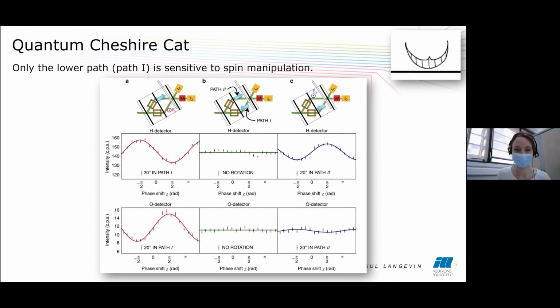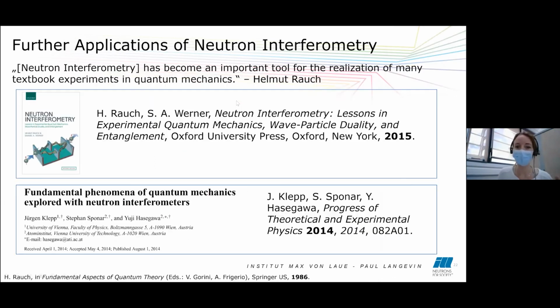So that's what the quantum Cheshire Cat looks like, and this is a pretty recent experiment. Of course, there are many more examples of what can be measured with neutron interferometry, mostly in the field of quantum mechanics, but not limited to it. And to quote Helmut Rauch, one of the most important researchers in neutron interferometry: neutron interferometry has become an important tool for the realization of many textbook experiments in quantum mechanics. If you want to learn a little bit more about interferometry experiments, I've given two sources here, but I won't go into detail due to limited time.